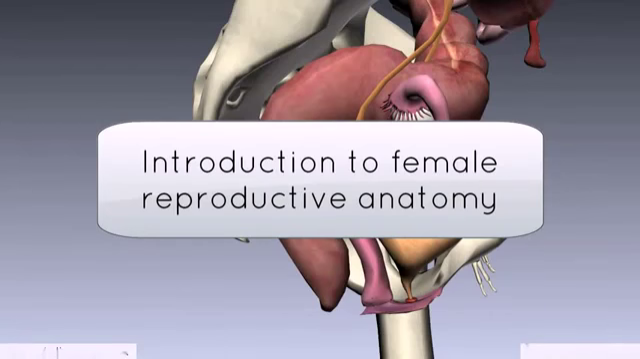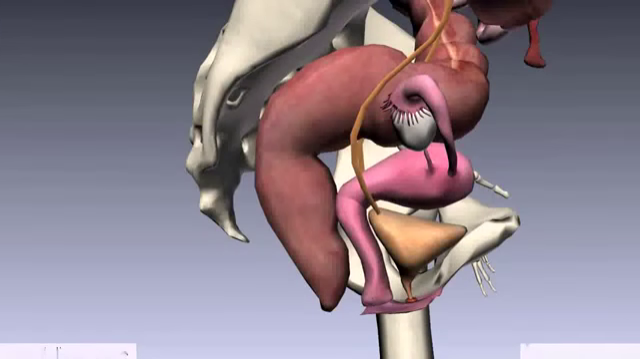Okay, so this is an introduction to female reproductive anatomy. The idea of this tutorial is not to go into huge amounts of detail, but to introduce you to some of the basic elements of the female reproductive tract. What we're looking at here is a lateral view of the pelvic viscera.